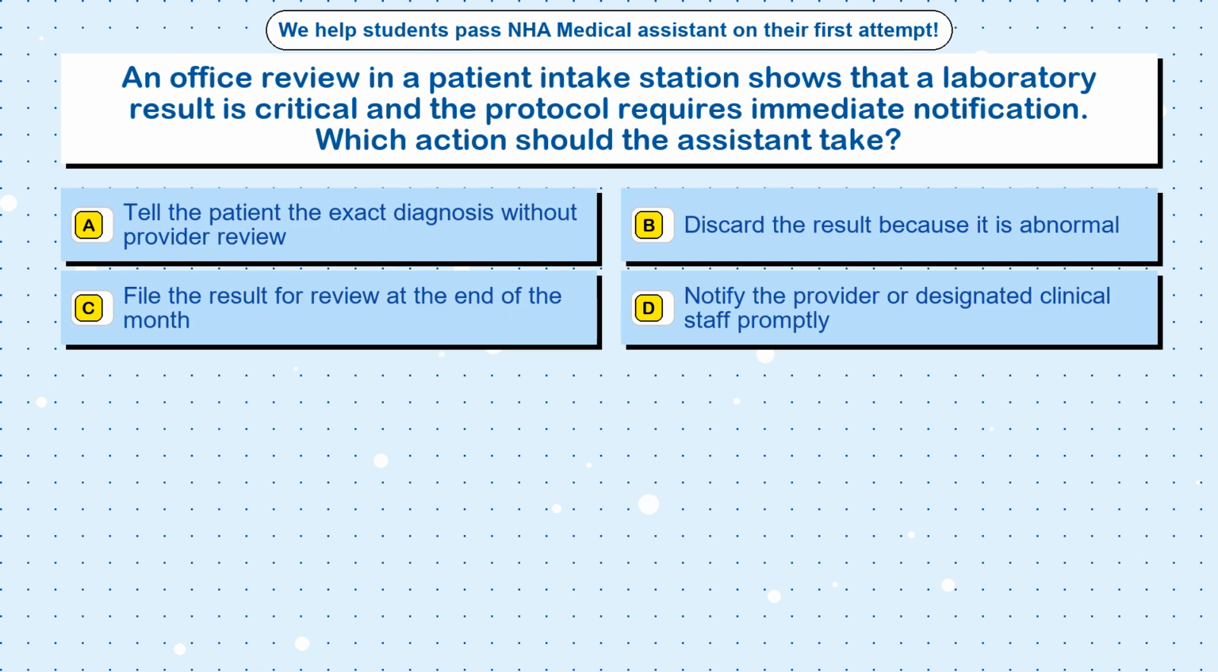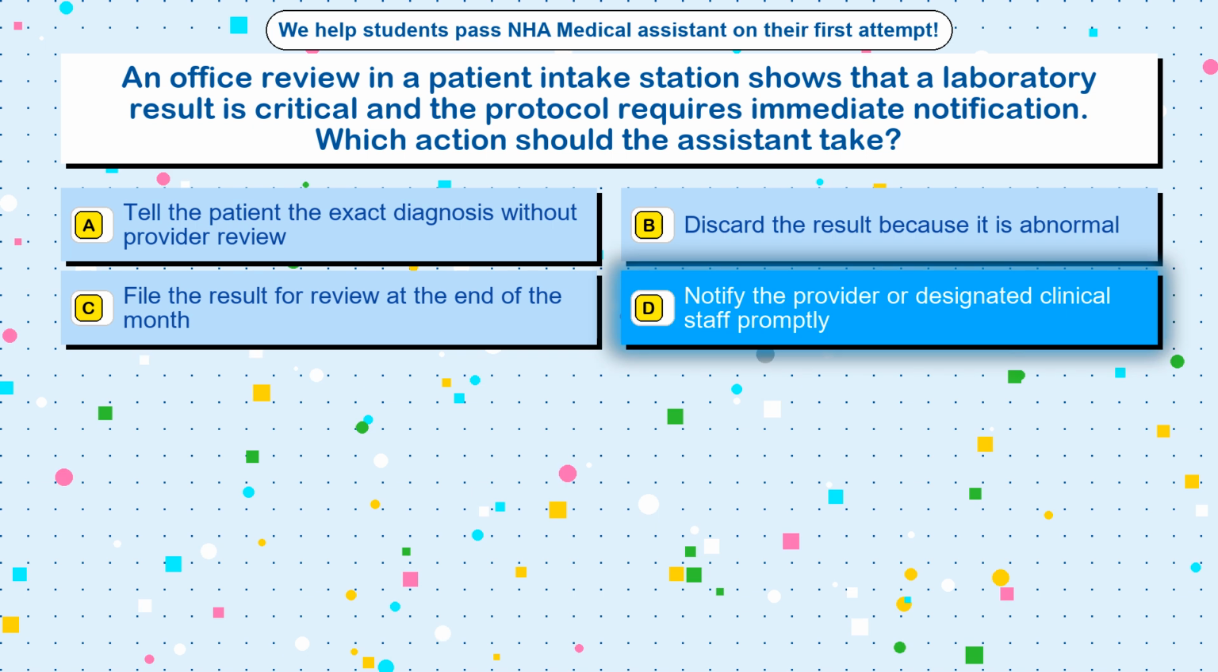Question 58. An office review in a patient intake station shows that a laboratory result is critical and the protocol requires immediate notification. Which action should the assistant take? Option A, tell the patient the exact diagnosis without provider review. Option B, discard the result because it is abnormal. Option C, file the result for review at the end of the month. Option D, notify the provider or designated clinical staff promptly.